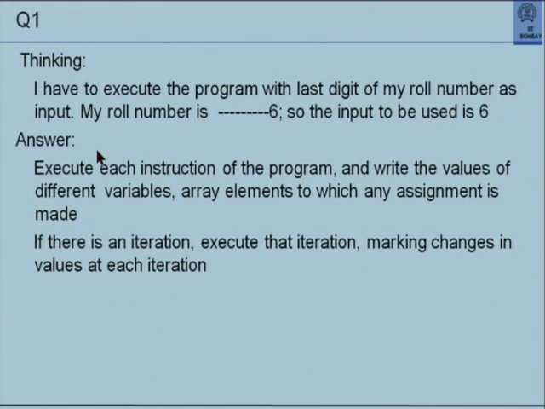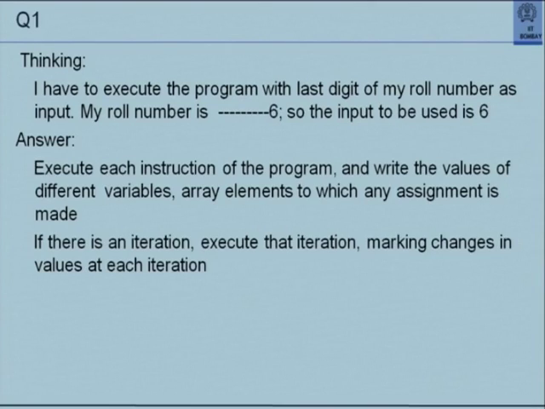Now, answer. What does it say? Write your roll number first and then write the output. The output means I have to execute this program. Now, when I execute a program, usually that program will have some input statement, some assignment statement, calculations, some iteration, some if. All of these work on variables. So which variables does it work on? The variables which have been declared in the program.